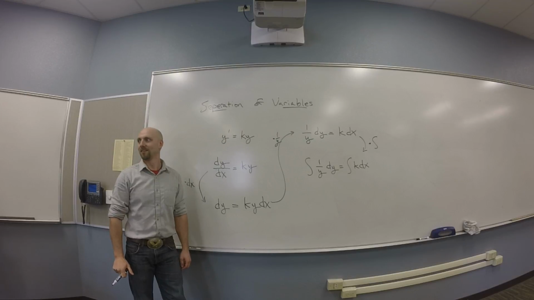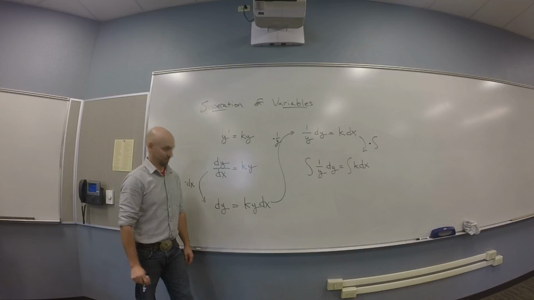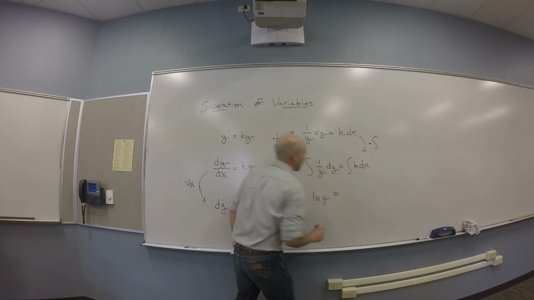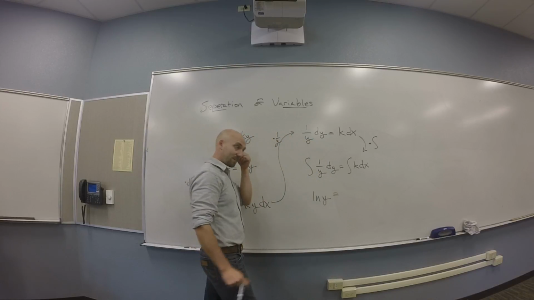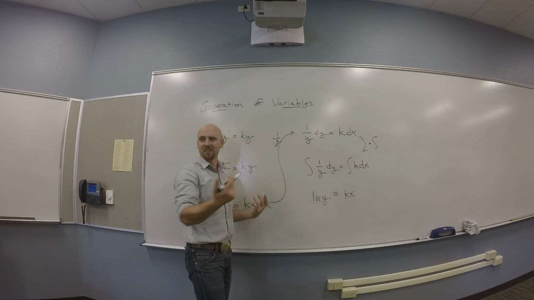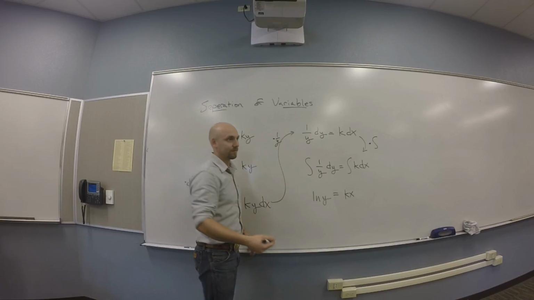Cool? Okay. What's the integral of 1 over y? The natural log y. Natural log y seems legit. And on that side you're getting kx. Do we need a constant? Yeah, you need a constant somewhere, right? My advice would be to stick it on the side of dx.